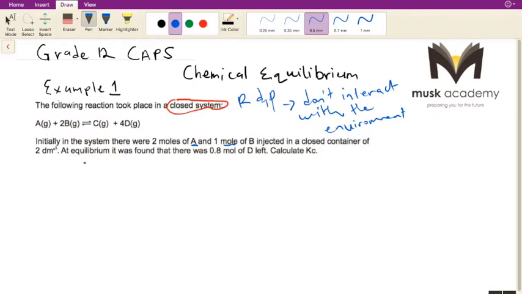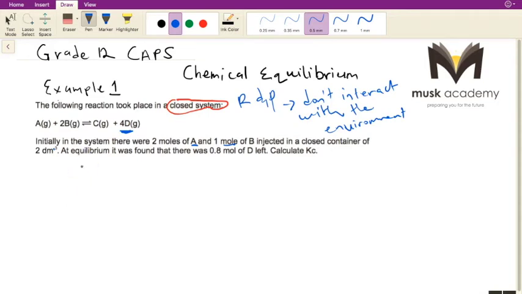And then at equilibrium, it was found that there was 0.8 mole of D left. Then calculate the equilibrium constant value. So that's the case here. Now, the first step that you do in this is you draw a table. We solve this using a table.